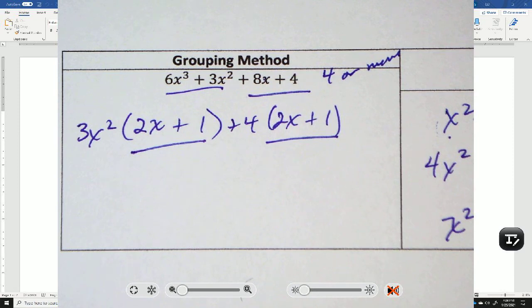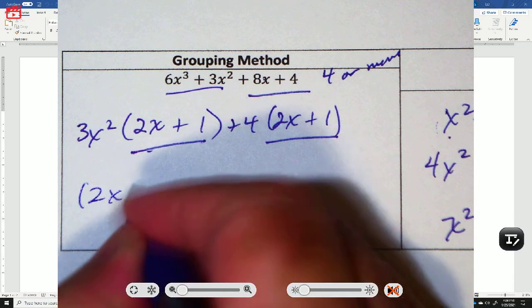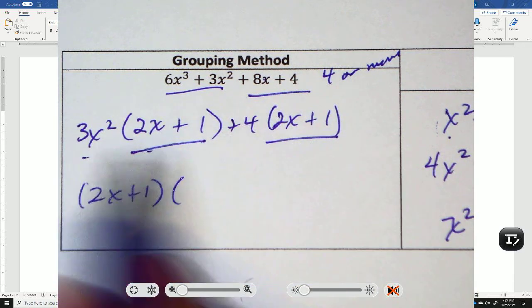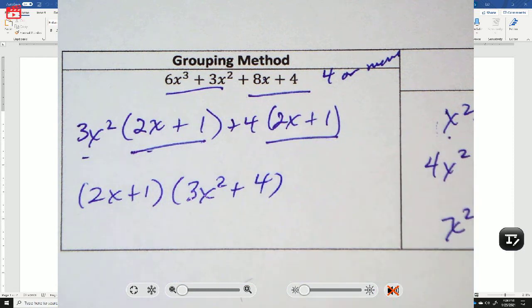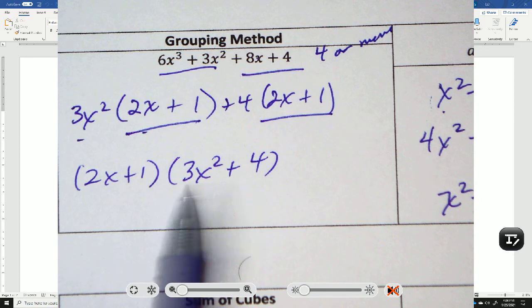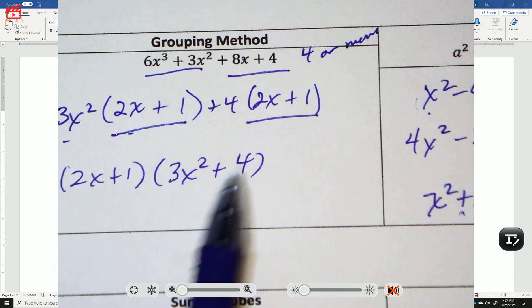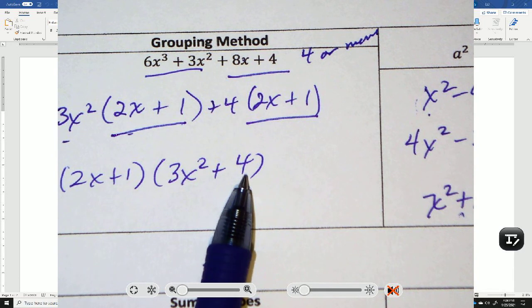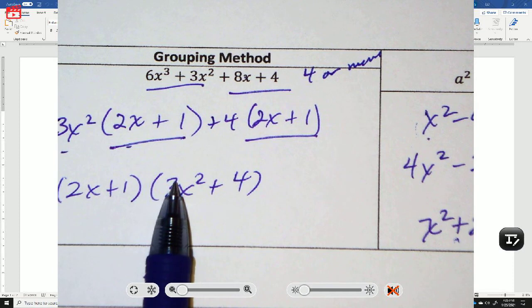Anyway, what I have here is a 2x plus 1 in common, so I take that out. That's going to leave me 3x squared plus 4. Now, you should check this one because there's an exponent on this. This might be further factorable, but I have an x squared plus no x. That means it's not factorable, right? It was similar to this. And 3 is not a perfect square anyway, so this is not factorable.